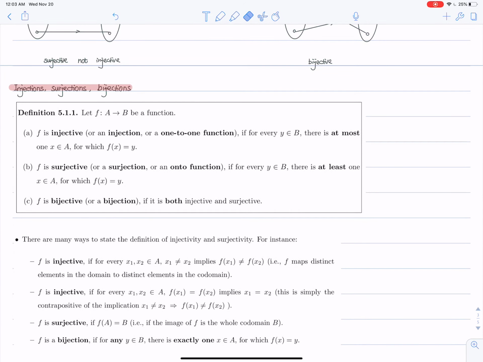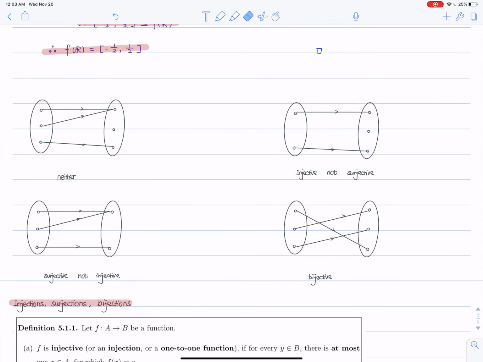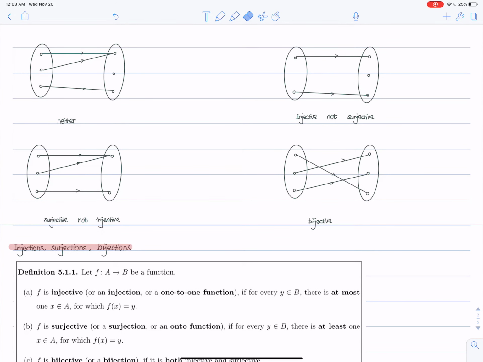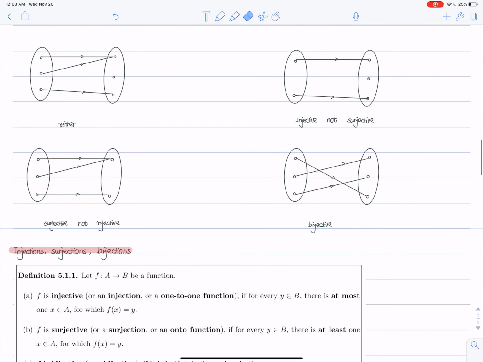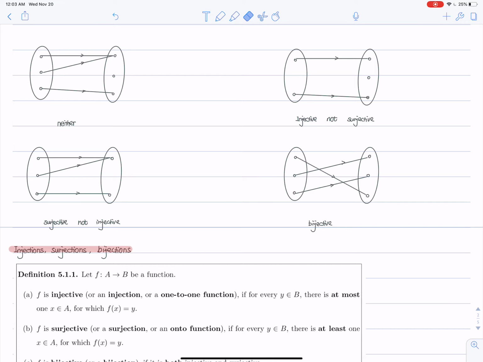For people who are still confused about this topic, I drew some diagrams here to show you what these are. The first one is not injective because it's 2 to 1. See, 2 to 1, it's not 1 to 1. There are two elements in your domain that map to the same element in your codomain. That's why it's not injective. It's not surjective because here, this element in your codomain is lonely, has no friend. That's why it's not surjective, okay?